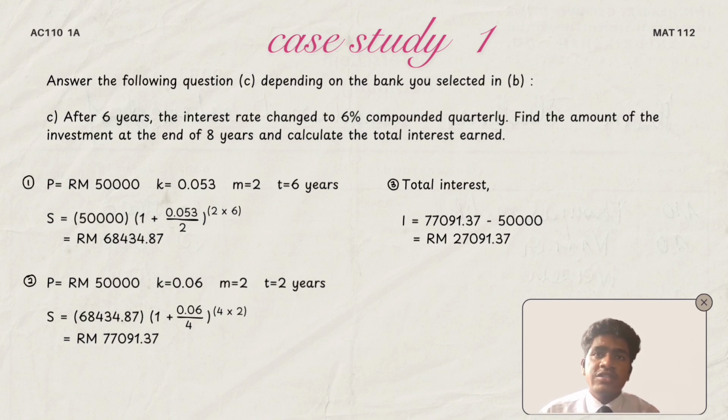Next, we need to find the other 2 years. So S is equal to 68,434 ringgit 87 cents times (1 plus 0.06 divided by 4) to the power of 4 times 2. So the total we are going to get is 77,091 ringgit and 37 cents.